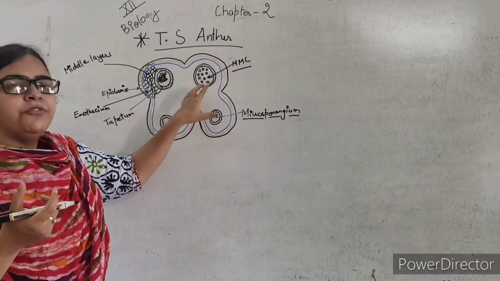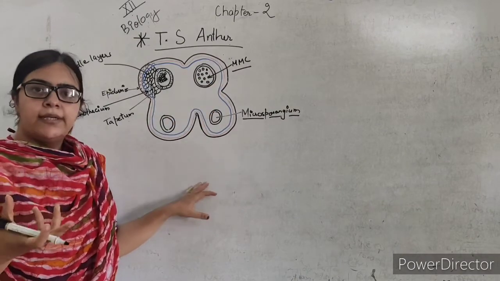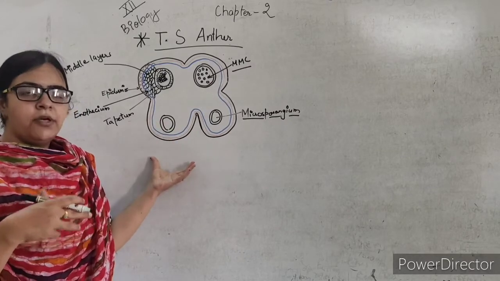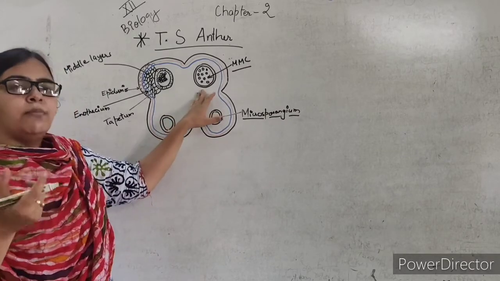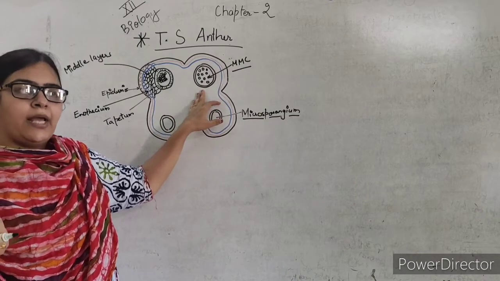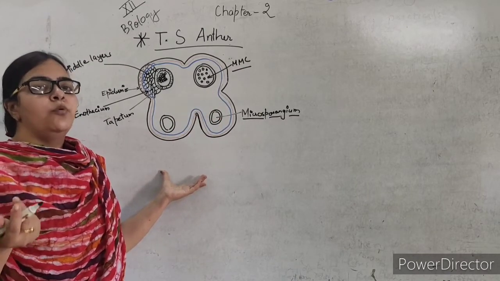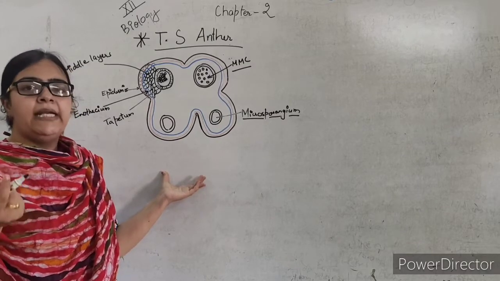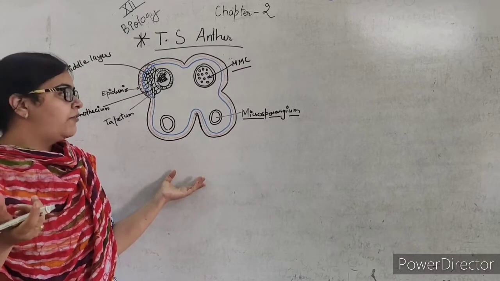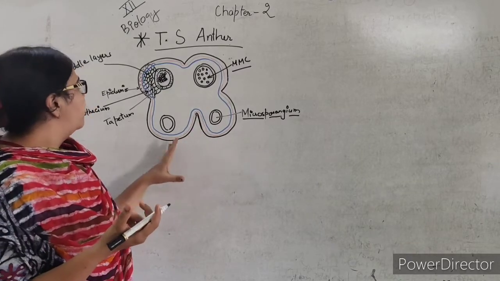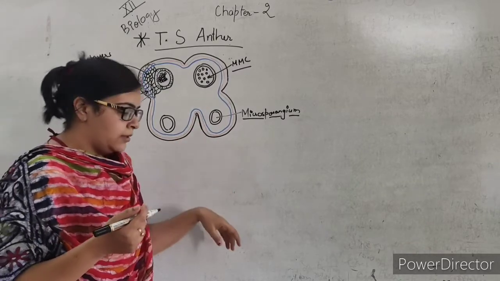Now, some of these MMC will also degrade, and these will be utilized by the structure itself, but every MMC is able to give rise to microspore, and microspore will be called further as pollen grain. That is the male gametophyte of the flowering plant. Now, we will see how the microsporogenesis proceeds.